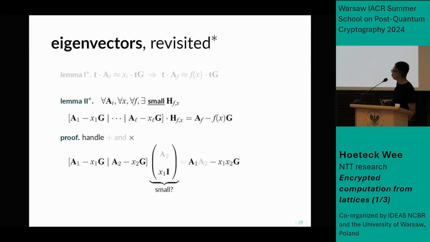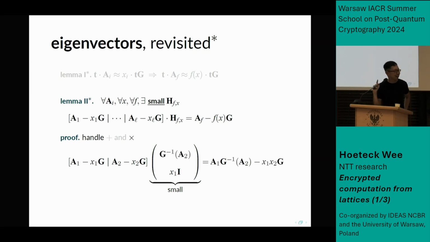For multiplication, it's a bit trickier. If you try to use the same matrix from before, you get this A_2 on top of x_1 times the identity matrix. Now, if you assume that the x_i are bits, then the bottom part is going to be small. But the top part, A_2, is going to be big. So when you have something big and you want to make it small, you basically put in G inverse of A_2 over there. Then you basically get the equation you want.